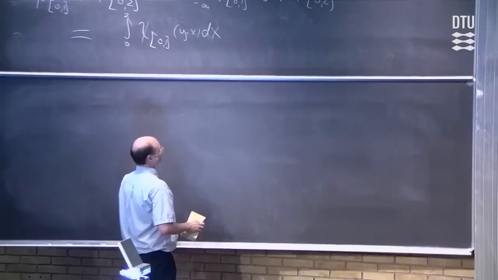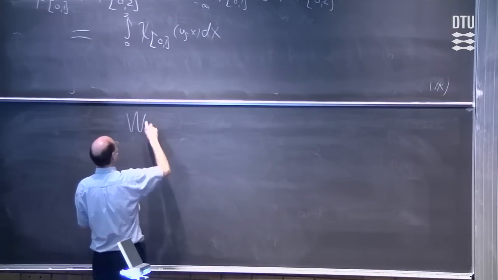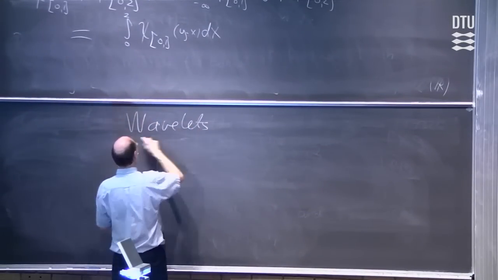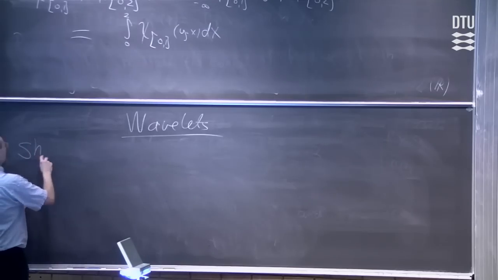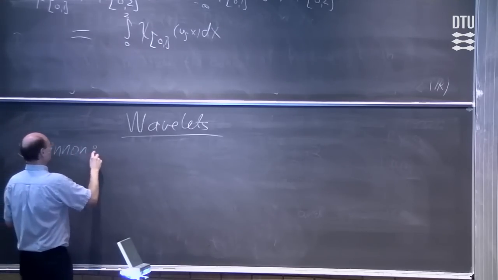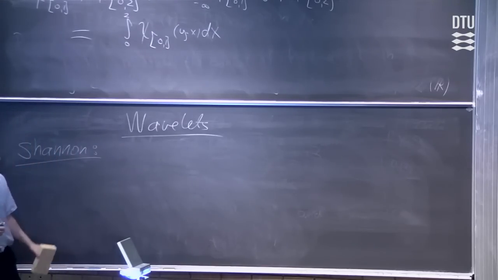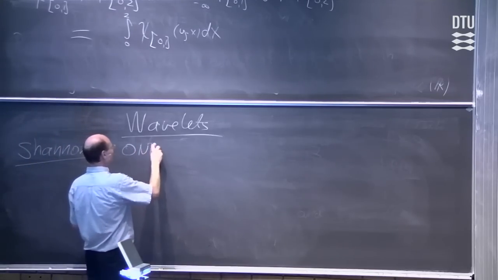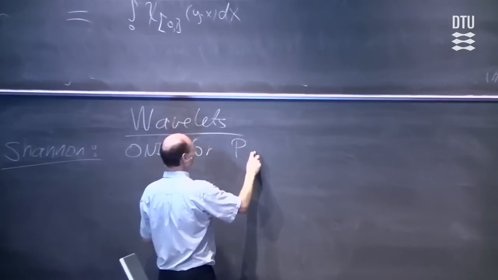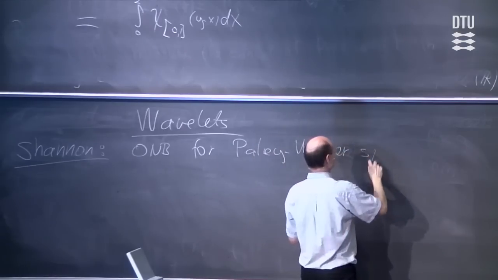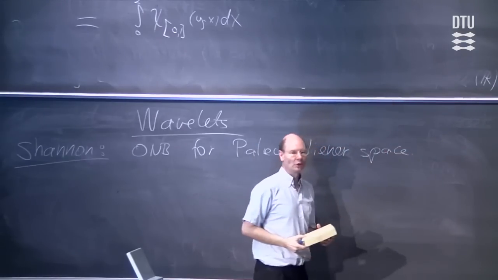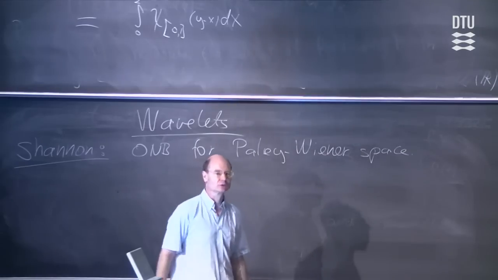Okay, so what we should do now is something else. We will start with the wavelets. Let's compare to what we did so far. We just had the Shannon sampling theorem, and we saw that this gives an orthonormal basis for the Paley-Wiener space.